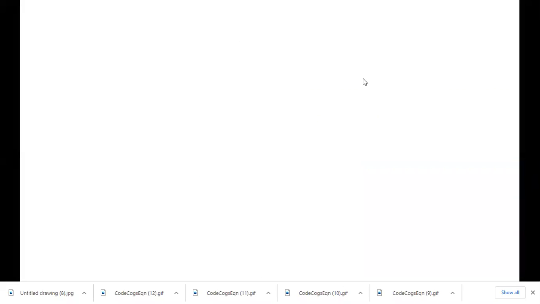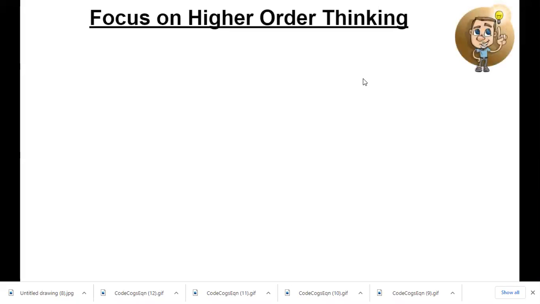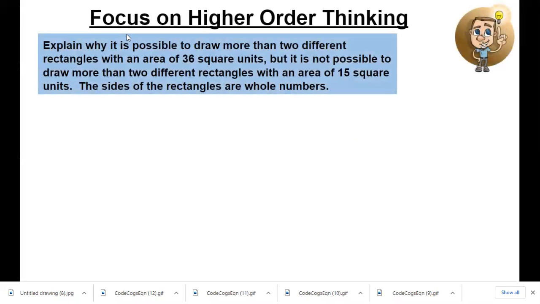Okay, welcome back. Let's do some focusing on some higher order thinking. Explain why it is possible to draw more than 2 different rectangles with an area of 36 square units, but it is not possible to draw more than 2 different rectangles with an area of 15 square units. The sides of the rectangles are whole numbers.